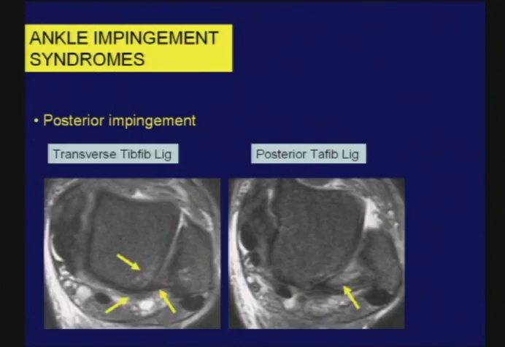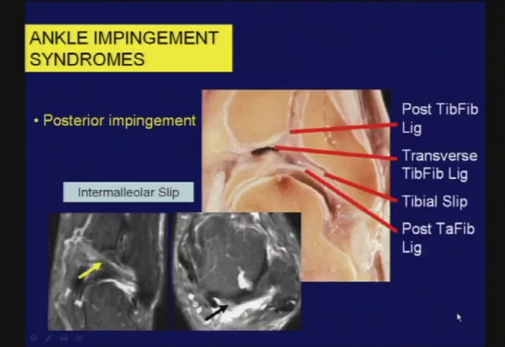And another example, maybe not quite as convincing with regard to the inferior transverse ligament, but there is subtle edema involving the posterior aspect of the talus. Here, a little bit lower down, a thickened posterior talofibular ligament can be seen. The intermalleolar slip, remember, a portion of the posterior talofibular ligament may become thickened and extend across the ankle joint. If it does so, it too has been suggested as a cause of posterolateral ankle impingement.